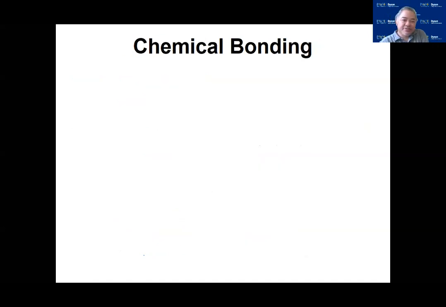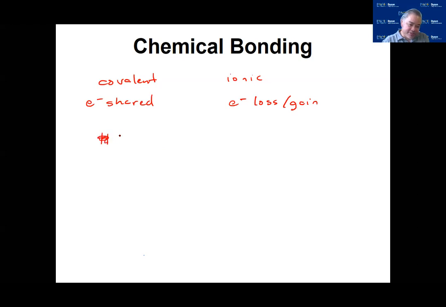Okay, so bonding, I would say covalent and ionic. This is electron shared, and this is electron loss or gain. You say ionic bond, electrons taken, not shared. So an example that I can have here is maybe this one.